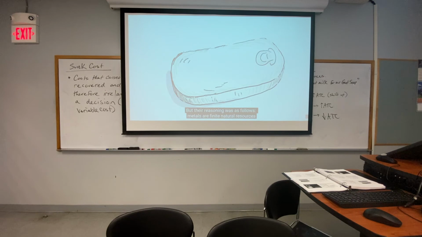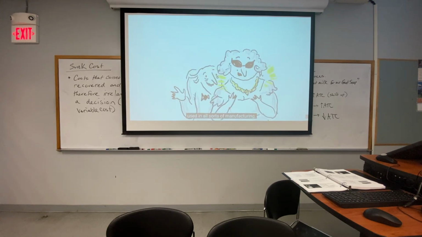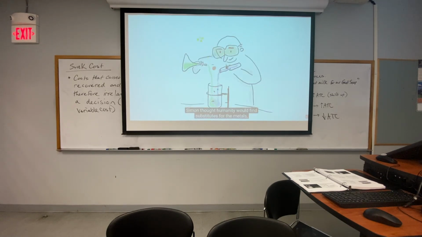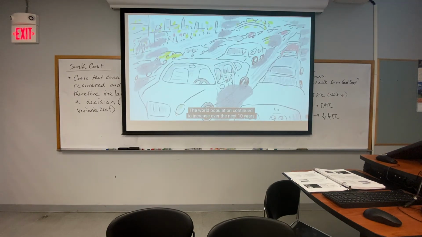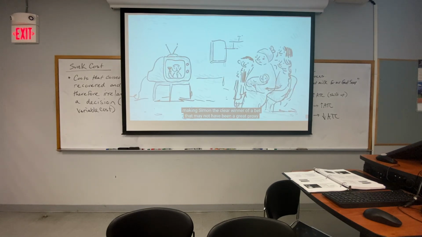But their reasoning was as follows. Metals are finite natural resources, used in all sorts of manufacturing. Ehrlich believed a growing population would consume such finite resources, and scarcity would drive the prices up. Simon thought humanity would find substitutes for the metals and the prices would stay stable or even decrease. So, what happened? The world population continued to increase over the next 10 years, but the price of all 5 metals decreased, making Simon the clear winner of a bet that may not have been a great proxy for the question they were debating anyway.